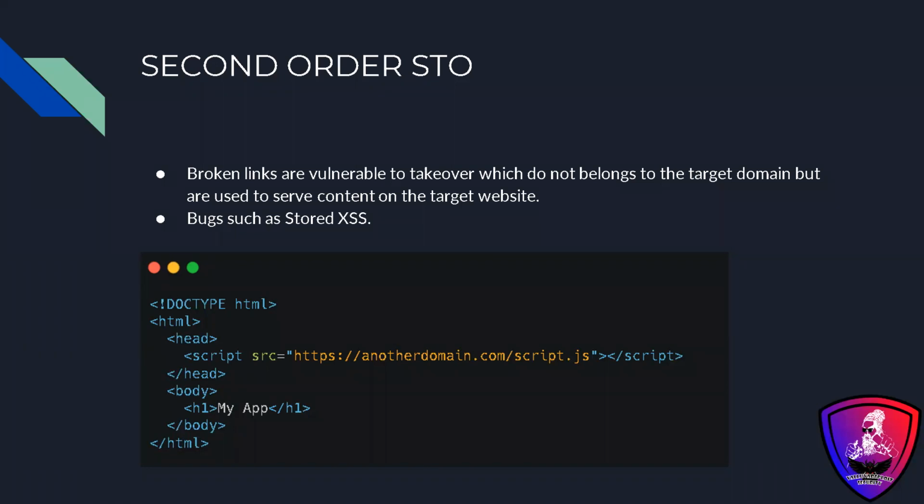For example, here in this application we have some other third-party domain, and it is importing JavaScript from this domain. Suppose this domain has expired or is available for registration. We can go to Namecheap or GoDaddy and register this domain. Once we claim it, we can create a cross-site scripting payload and host it. Whenever you visit the application, it will execute the JavaScript. That's why it's second order.